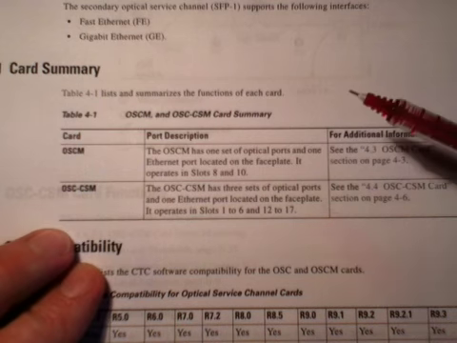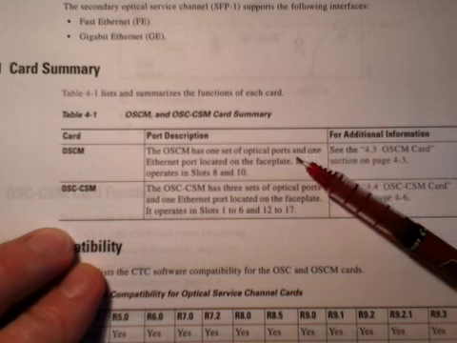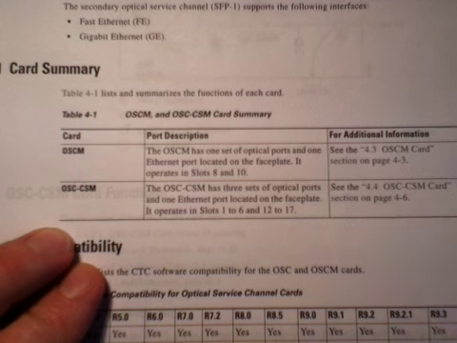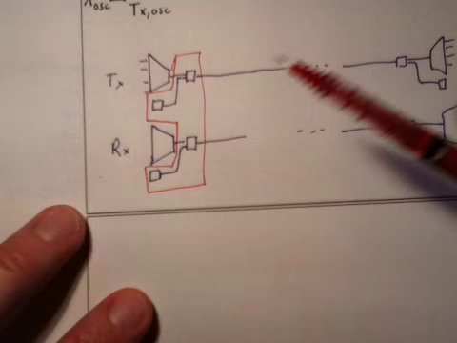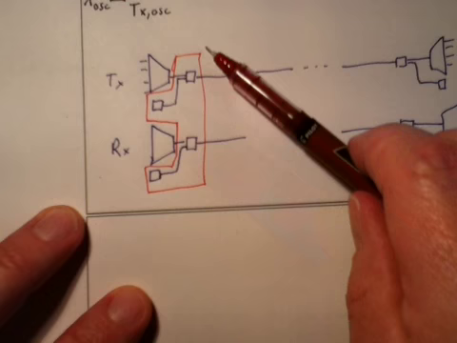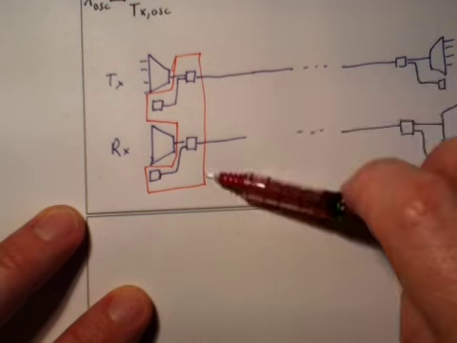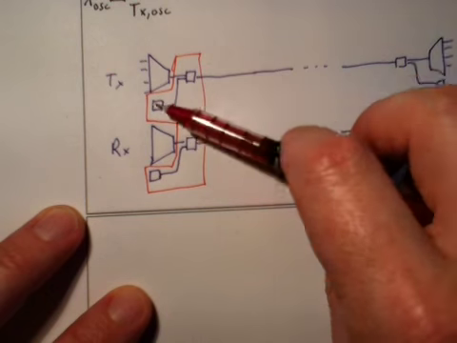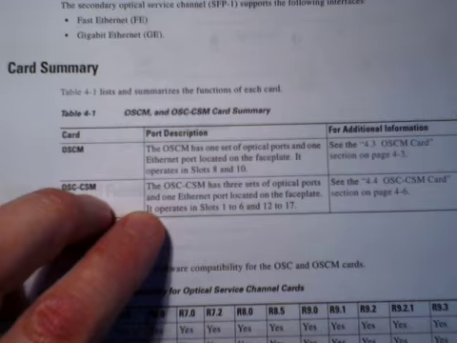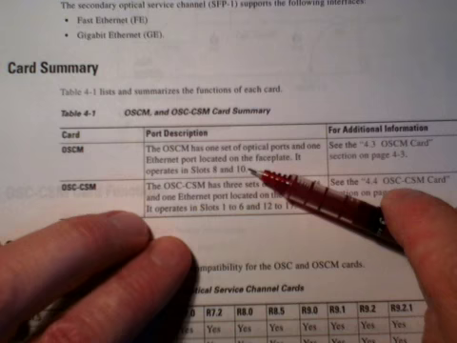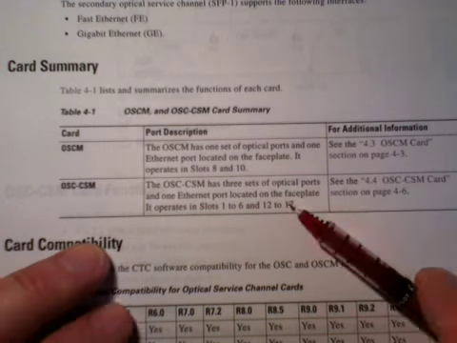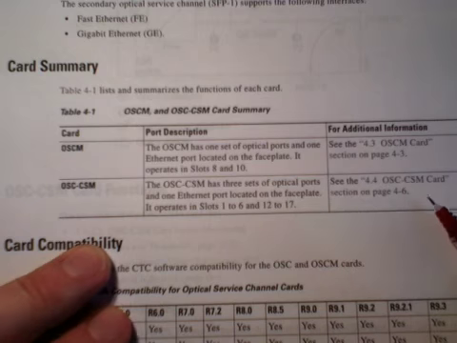So the OSC-M has one set of optical ports and one Ethernet port located on the faceplate. Yeah, so that tells us right there that this part is included in this functionality. I wasn't sure whether to just circle the optical parts or also have the electrical parts. So it goes all the way to an Ethernet port here. It operates in slots 8 and 10. The OSC-M has 3 sets of optical ports and one Ethernet port located on its faceplate.